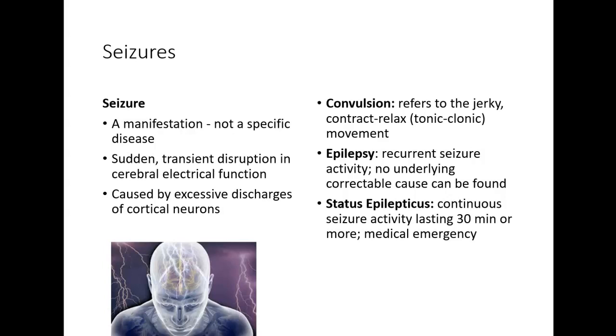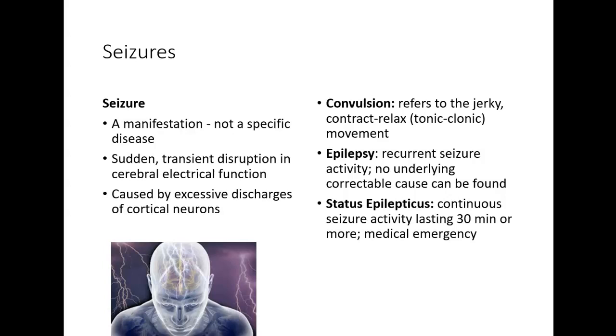Convulsions or seizures themselves, you'll hear the word convulsion, refers to the jerky kind of contracting and relaxing, tonic-clonic type movement that you'll see in a seizure. Epilepsy means that you have recurrent seizure activity. So one seizure does not equal epilepsy. Two, three, four seizures is epilepsy. And usually there's no underlying correctable cause that can be found.